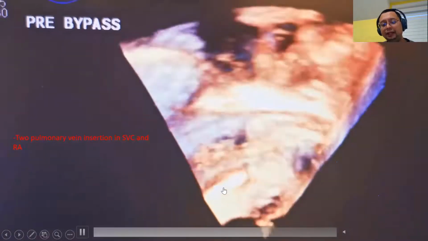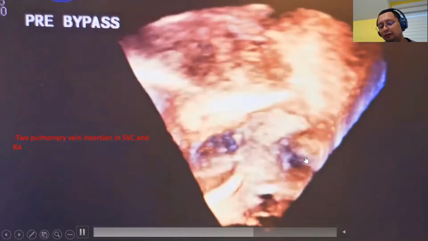Again, same patient. I just go a little bit higher, and again you can see that is the insertion of one of the pulmonary veins.